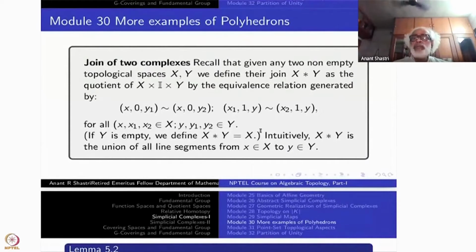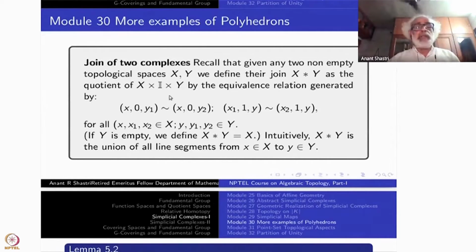So last time we defined the meaning of a polyhedron, or a simplicial polyhedron, namely a topological space which can be triangulated. And we saw that the disk is triangulable in such a way that the restricted triangulation to the boundary will give you the triangulation of the boundary sphere. Let us take some more examples now.